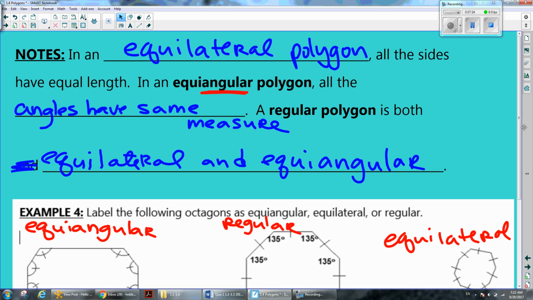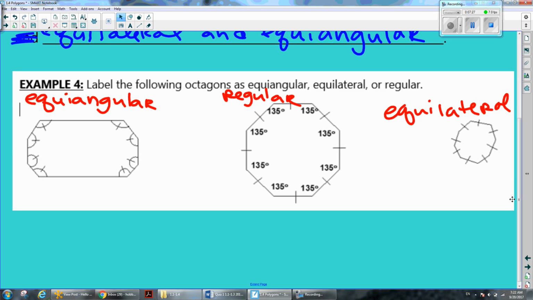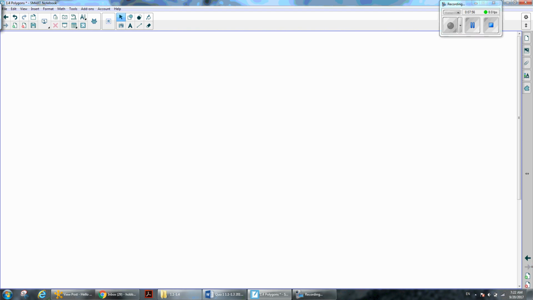So in these examples here, this first octagon is equiangular. All we know is that all of the angles are congruent. Here in the middle octagon, all of the sides and angles are congruent, so that makes it equilateral and equiangular, so we call that regular. And in this last octagon, we know nothing about the angle measures, just that the sides are all congruent, so we call that equilateral. Nice.